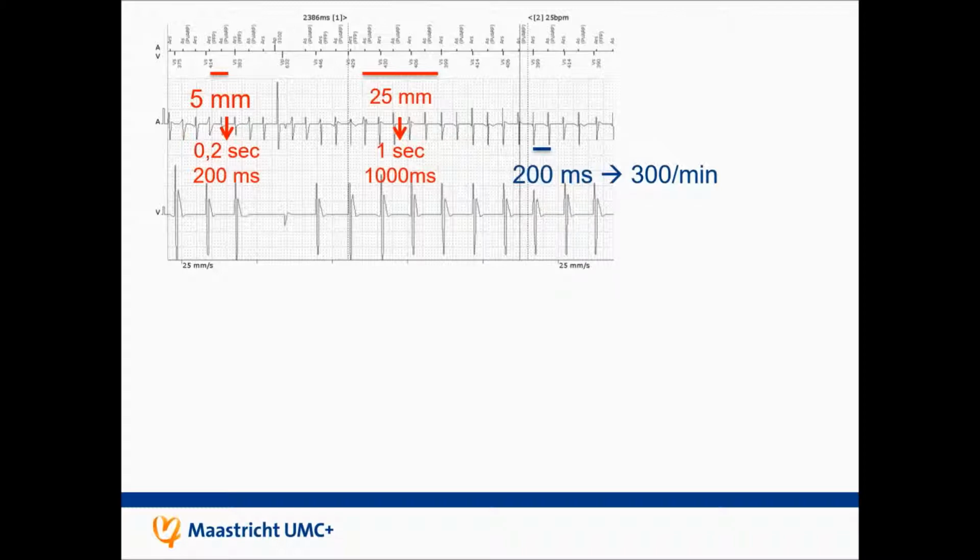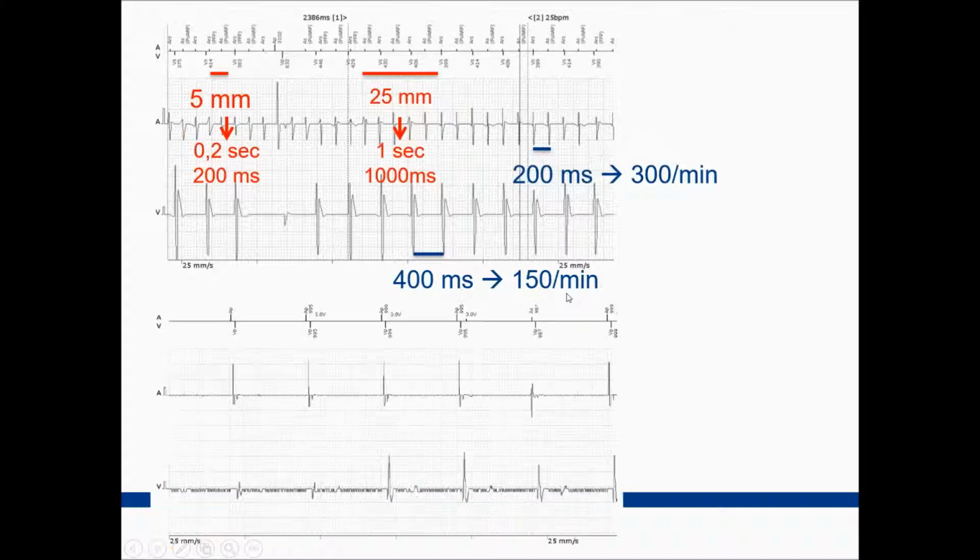When we then look at the interval between two events, that's 200 milliseconds, and that equals 300 beats per minute on the atrial lead. And on the ventricular lead, we see that the interval is 400 milliseconds, and that equals 150 beats per minute. This is an example where it's a very slow rhythm, and this is atrial fibrillation.